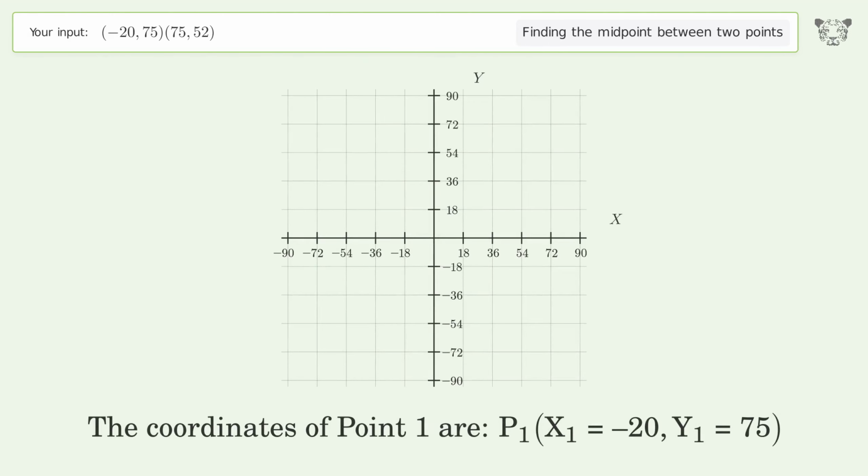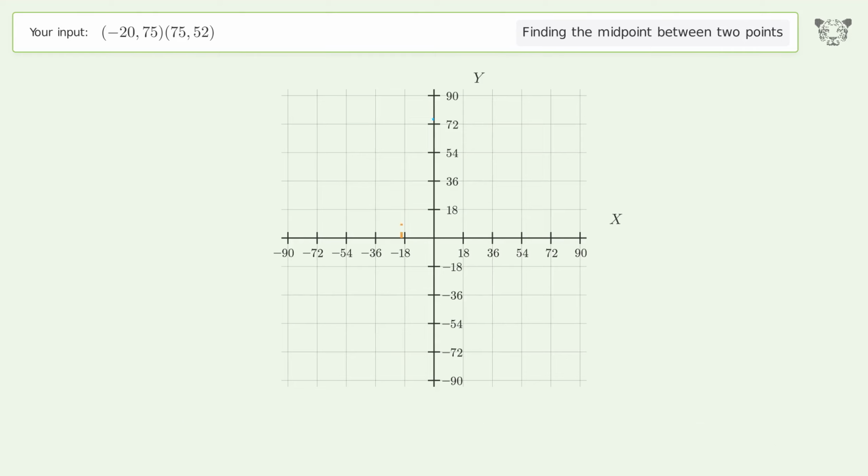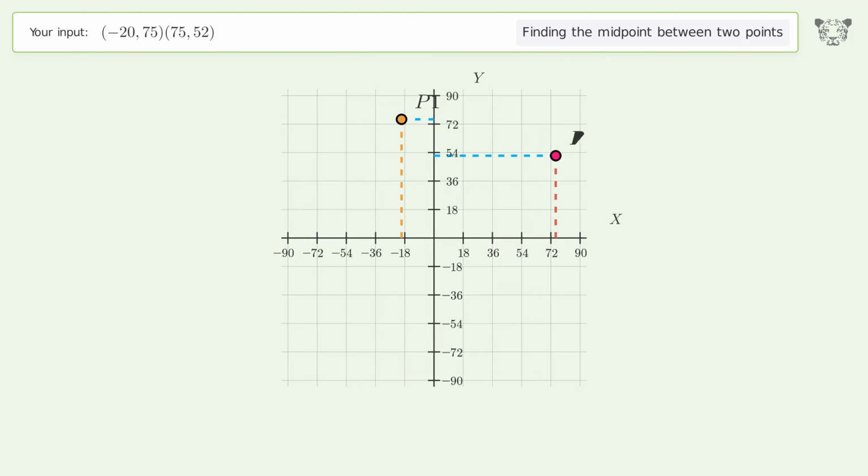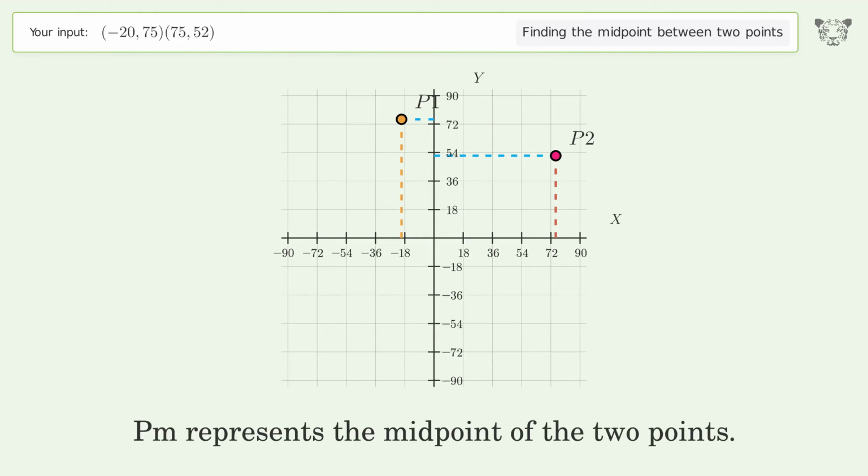The coordinates of point 1 are, x1 equals -20, y1 equals 75. The coordinates of point 2 are, x2 equals 75, y2 equals 52. PM represents the midpoint of the 2 points.